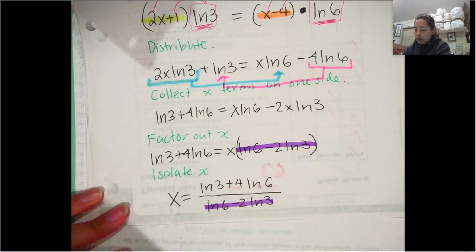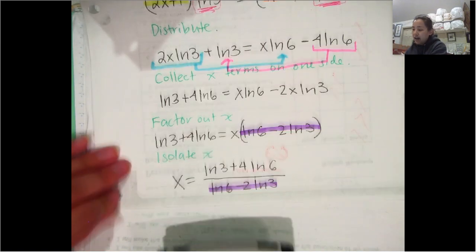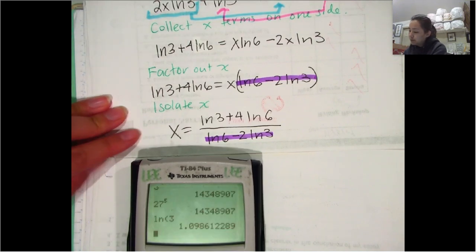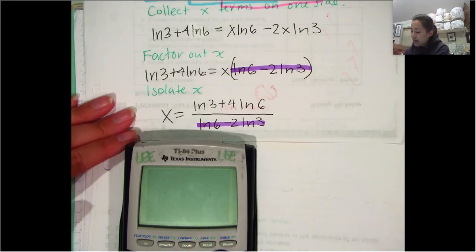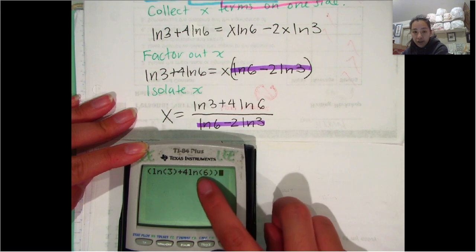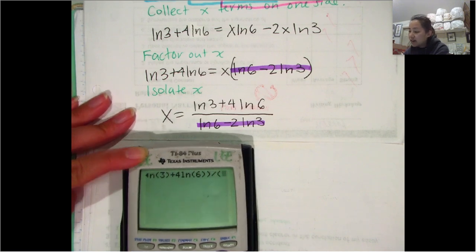Okay, and so because this is kind of an ugly expression, we're going to put this into our calculators. So remember, put the entire numerator in parentheses and the entire denominator in parentheses. So we have in parentheses just the numerator, ln of 3 plus 4 ln of 6. And see, there are two parentheses, one to close out the ln and one to close out the entire numerator, divided by, and then again in parentheses, the entire denominator.